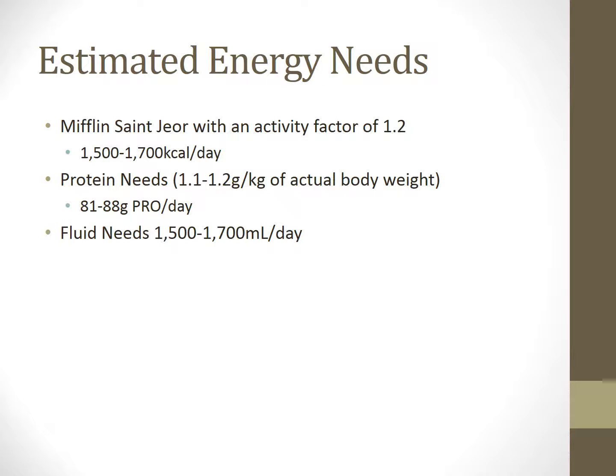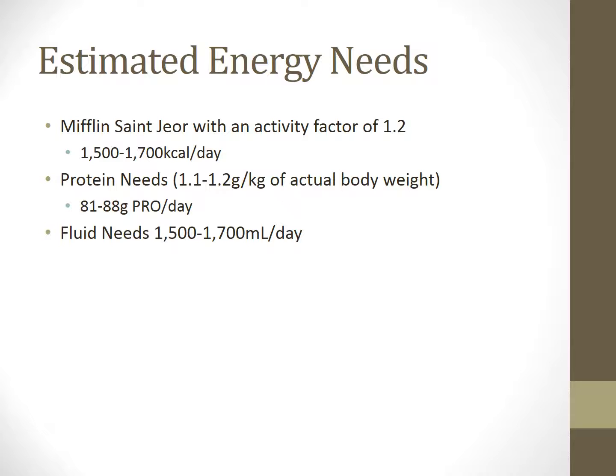The estimated needs for MH were estimated using Mifflin St. Jeor with an activity factor of 1.2, and that gave us 1,500 to 1,700 calories per day, and that's basically giving it a 200 calorie range, so we could watch her consumption very carefully with the TPN administration.